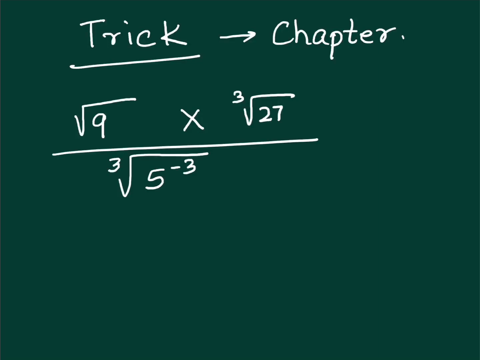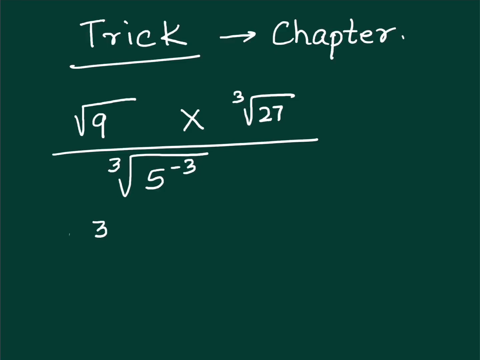Okay, here's the challenge question. You've got square root of 9 into cube root of 27 divided by the cube root of 5 to the power of minus 3. Ooh, look at that. It's a very challenging question, isn't it? But I know if you've understood the laws that we have done and you have been practicing the questions alongside, by the time I finish speaking this sentence, you will have the answer ready for me. Go ahead, attempt it, pause the video, try it yourself.